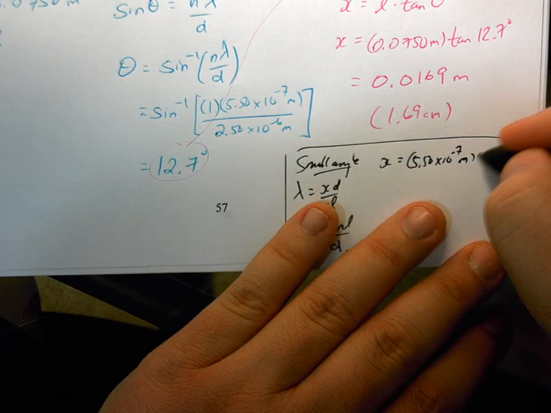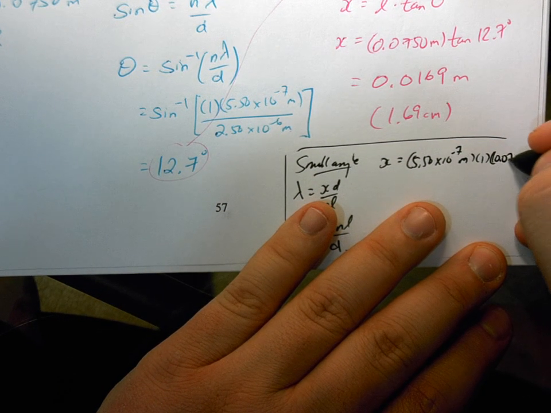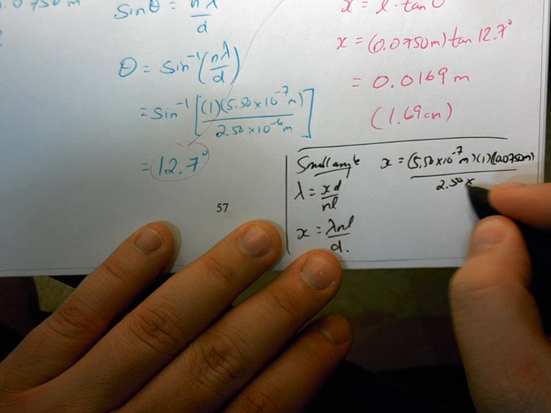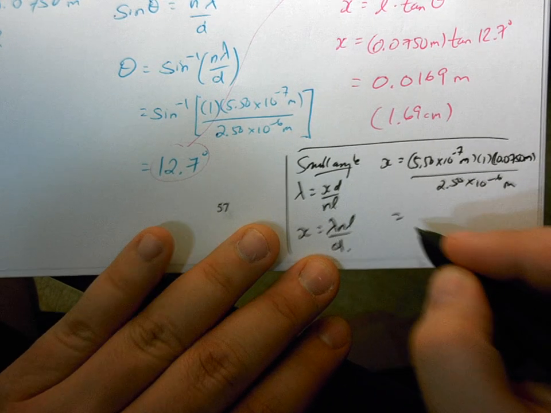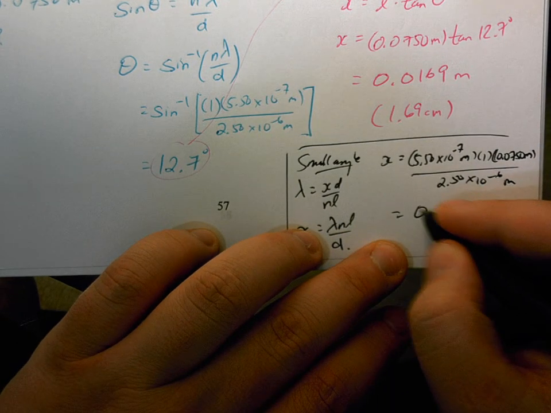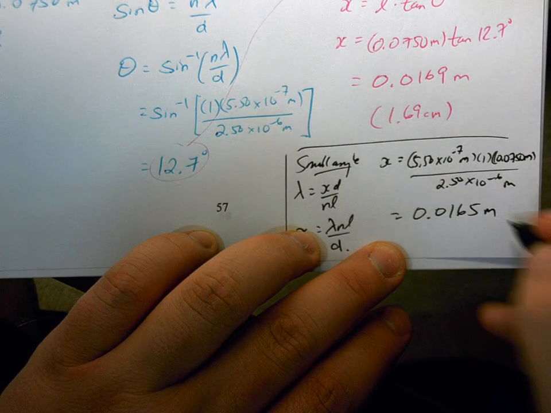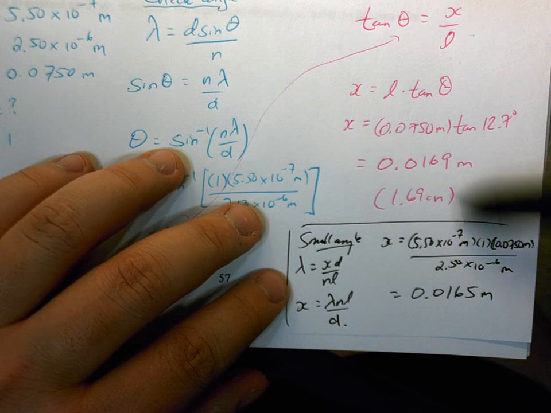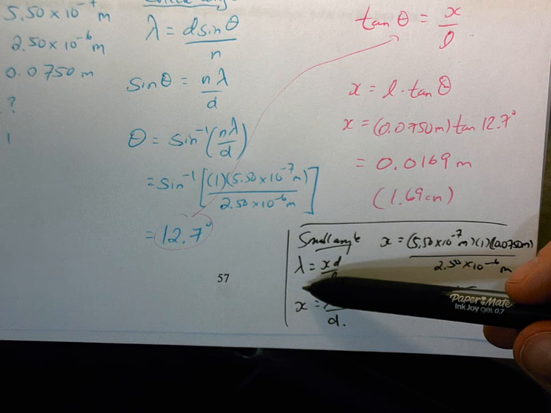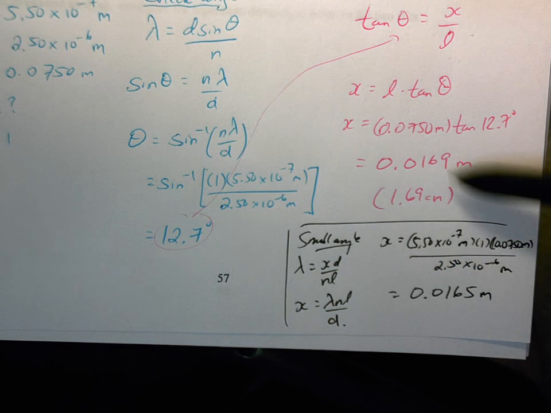So if I do it this way, what am I going to get for x? I'm actually going to get about 0.0165 meters. Now you might say that's not a lot of a difference, but keep in mind, as we start to increase that angle, this difference is only going to get larger.